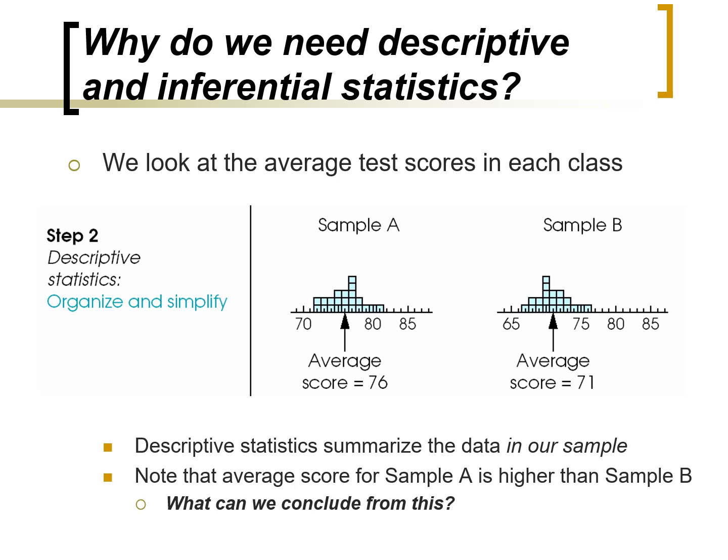And we see an average test score of 76 for sample A, 71 for sample B. So we see a different average, but notice not everyone is right at that average. There's some variability around that average point. So our descriptive statistics are summarizing the data in our sample. Okay, so that means if we're thinking from a sample statistics perspective, we're saying this average represents sample A.